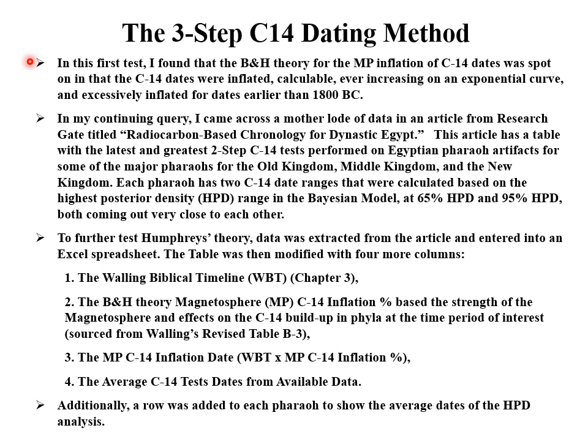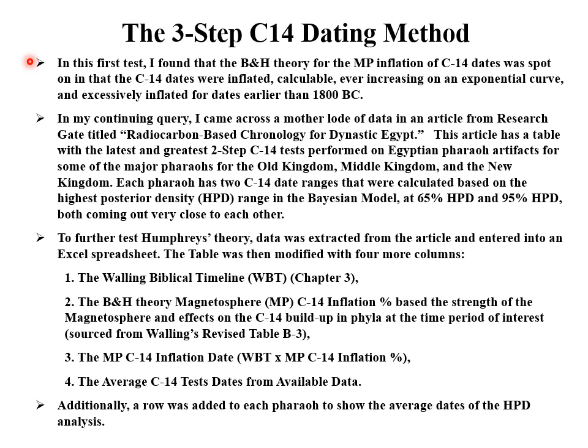I put in several more columns. 4 more columns. The first one is the Wallen Biblical Timeline. Okay, and these are my references here, my sources where I got that from. The Wallen Biblical Timeline, the B&H theory, magnetosphere carbon-14 inflation percent based on the strength of the magnetosphere that comes from my table, and effects on the carbon-14 buildup in phyla at the time period of interest, source from Wallen's revised table B3.